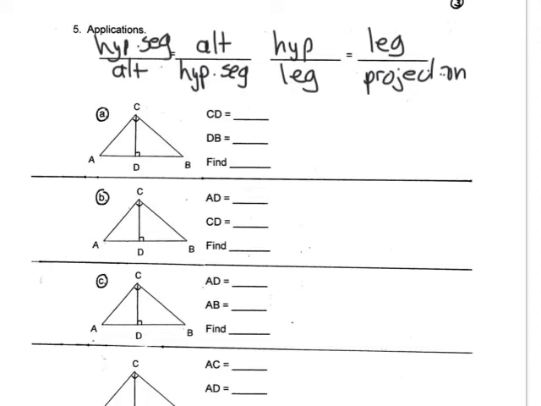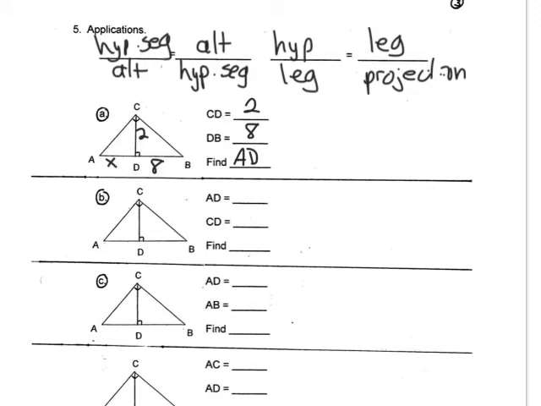Okay, so the first one we're going to have CD is 2, DB is going to be 8, and we want to find AD. So I want to put my x value here. I know CD is 2 and DB is 8. When the altitude is involved, we're going to use the altitude as the mean proportional between the two hypotenuse segments. So here's what we do.